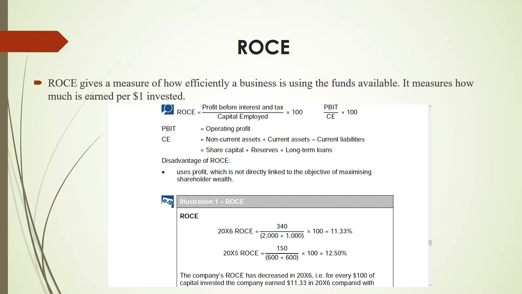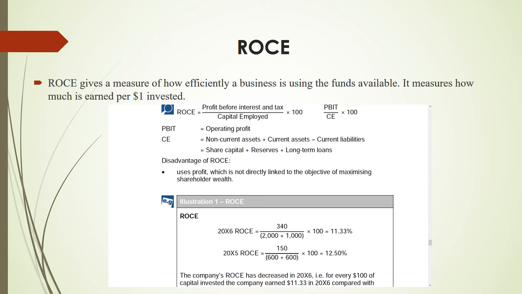Now you have to remember one more thing here. Not every ratio has to be multiplied by 100, because not every ratio is in percentage form. Some ratios are in terms of number of times, like the stock turnover ratio. Some are in terms of times, some are in terms of percentages. You need to know it. This one you have to multiply by 100. Mostly all the profitability ratios need to be multiplied by 100. Just remember, this is the shortcut. All four ratios, net profit margin, gross profit margin, ROCE and ROE, need to be multiplied by 100. So profit before interest and tax, PBIT, divided by capital employed, CE, times 100.